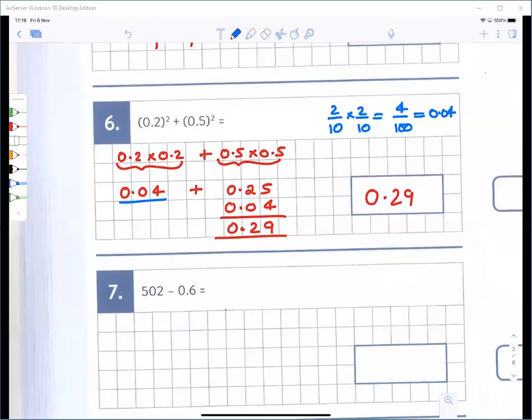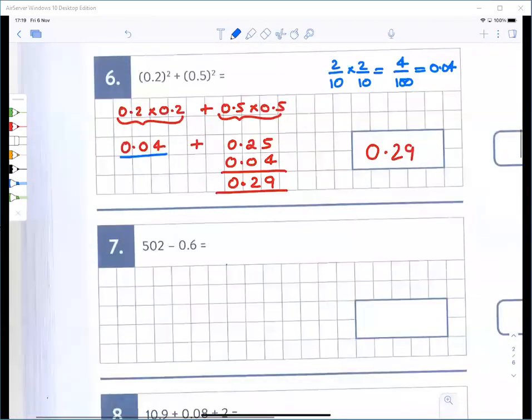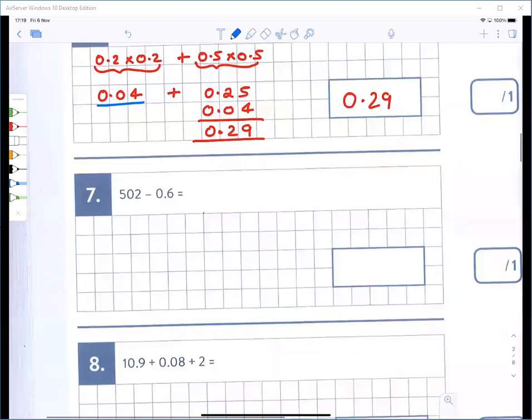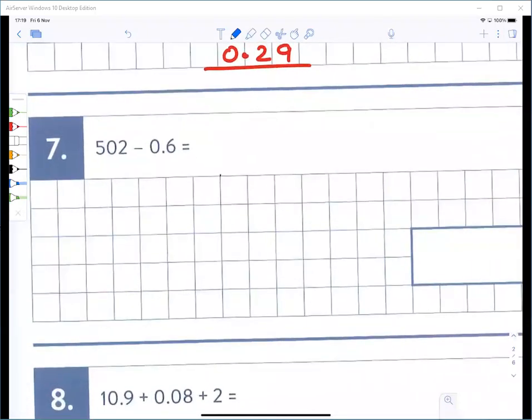Okay, so that was lovely. We got 0.29. Good question. Question number 7. Let's go for question number 7. Carry on, Minal. So 502 minus 0.6. This is like some of the questions that we've been doing recently in the decimals. Now, where's the decimal point for the number 502? It's after the 2.